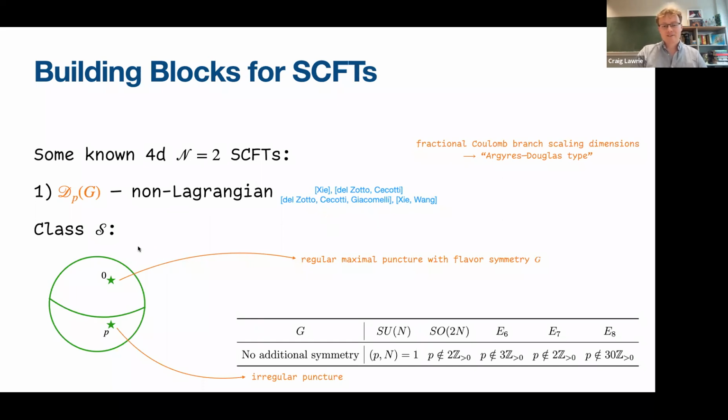And these theories have class S descriptions. Those class S descriptions are a sphere with two punctures, one of which is a regular maximal puncture, and one of which is a so-called irregular puncture. The regular maximal puncture carries a particular flavor symmetry G, which is this one here. And the irregular puncture sometimes induces an additional flavor symmetry and sometimes not. Okay, so that's one of our building blocks.